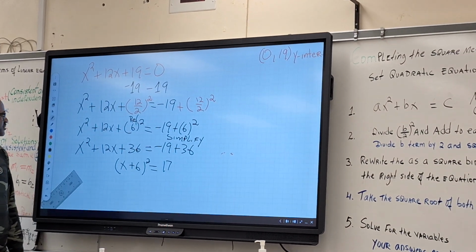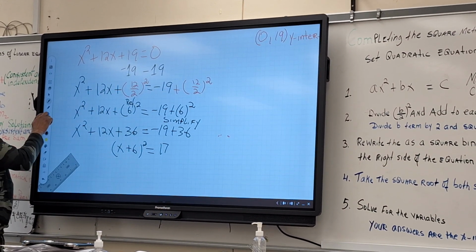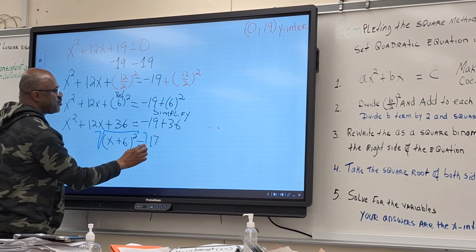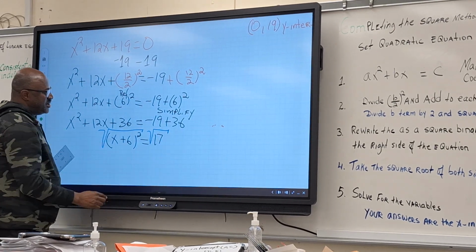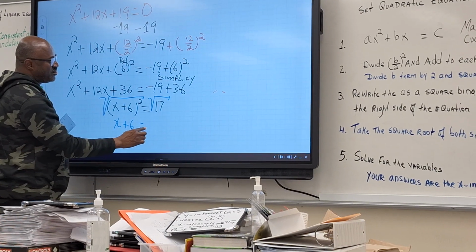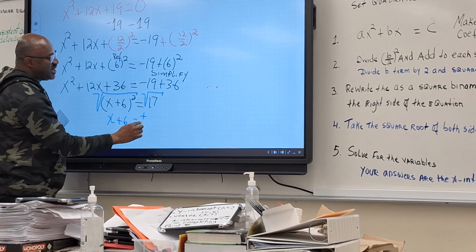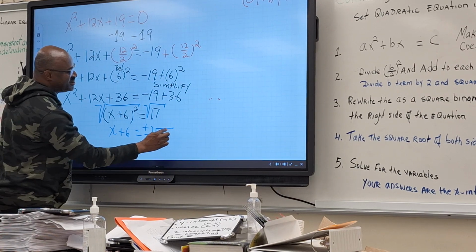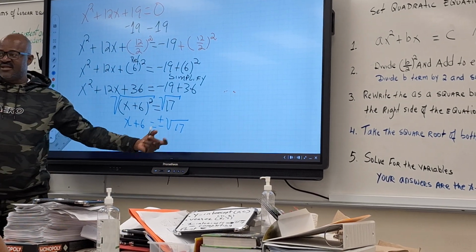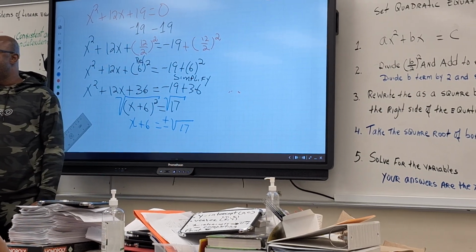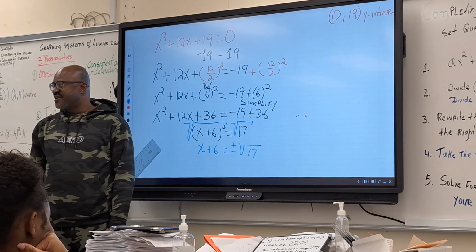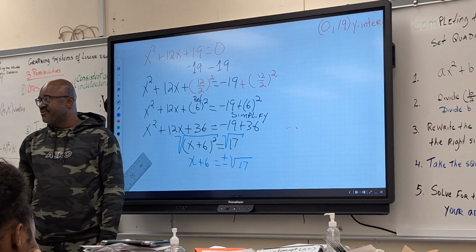Then what do we do? Take the square root of both sides. You take the square root of each side. Do not square it, you take the square root of it. Then you will end up with x plus 6 is equal to plus or minus the square root of 17. This you always have to explore. Since you know 17 is a prime number, this cannot simplify any further, but we can change it to a decimal, right?